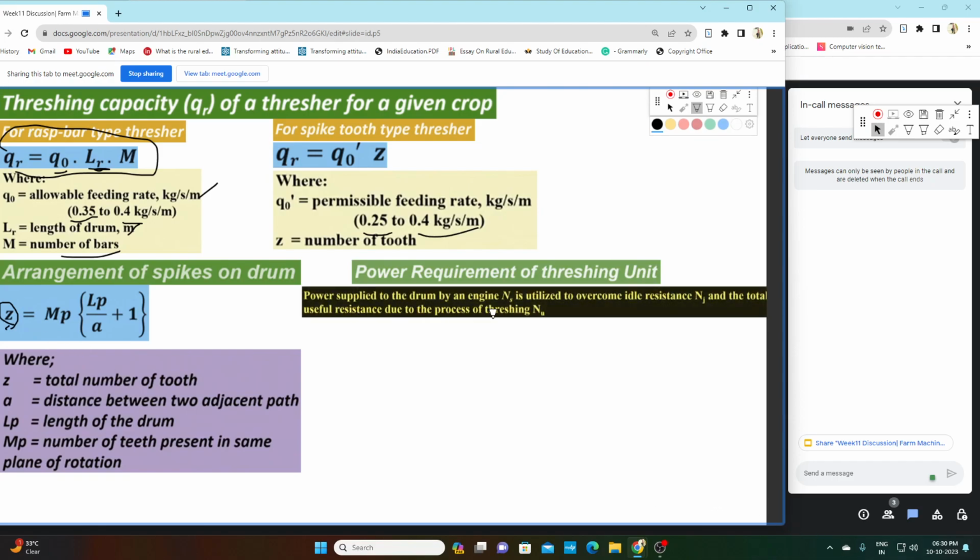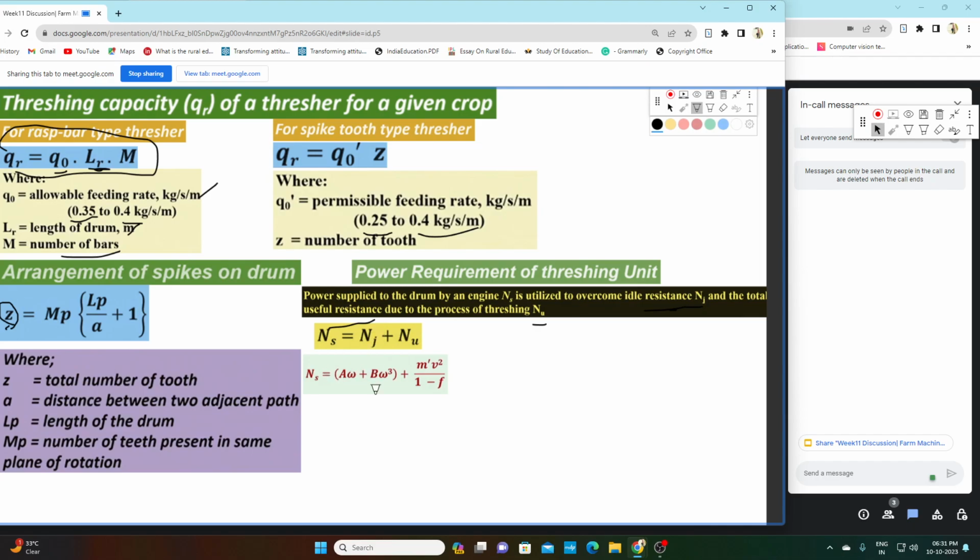Now the power requirement of the threshing unit, this is most important. The power supplied to the drum by the engine, Ns, is utilized to overcome the idle resistance Nj and the total useful resistance due to the process of threshing, Nu. So Ns will be equal to Nj plus Nu. What is Nj? Nj is the idle resistance. Some power we have to give for overcoming idle things like friction. The useful one is denoted by Nu.